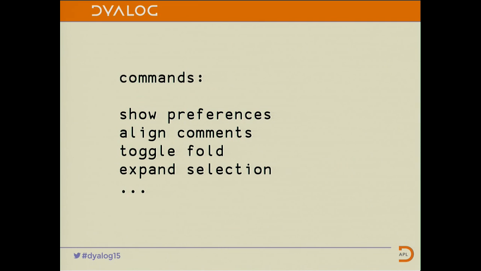Just to give you a taste, here are some of the commands. Show preferences obviously brings up the preferences dialog. Align comments moves all comment symbols within the selection to the column of the rightmost comment symbol. Toggle fold is my preferred term for what used to be called toggle outline. Expand selection selects the token under the cursor, and if you press it again, it selects the whole line. If you press it once more, it selects the whole editor.